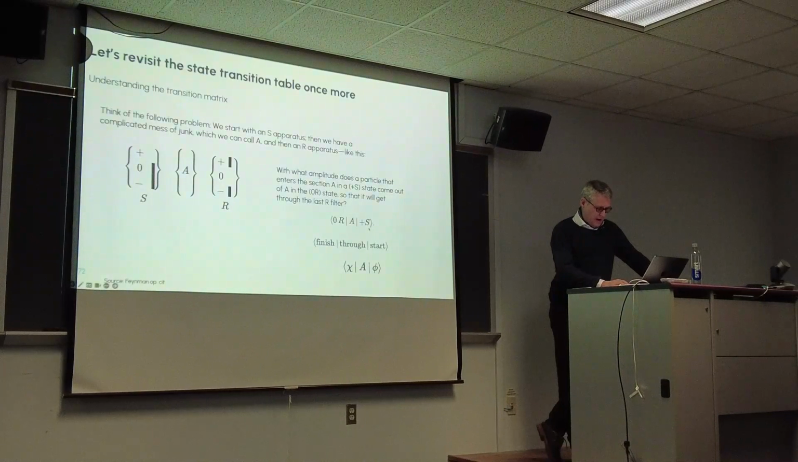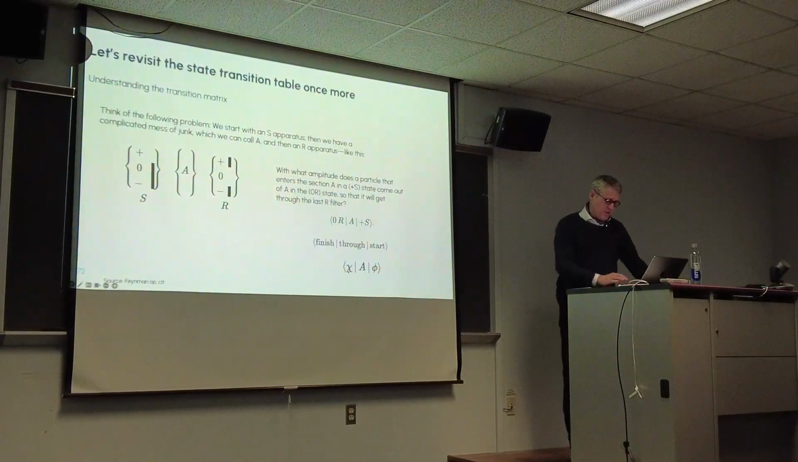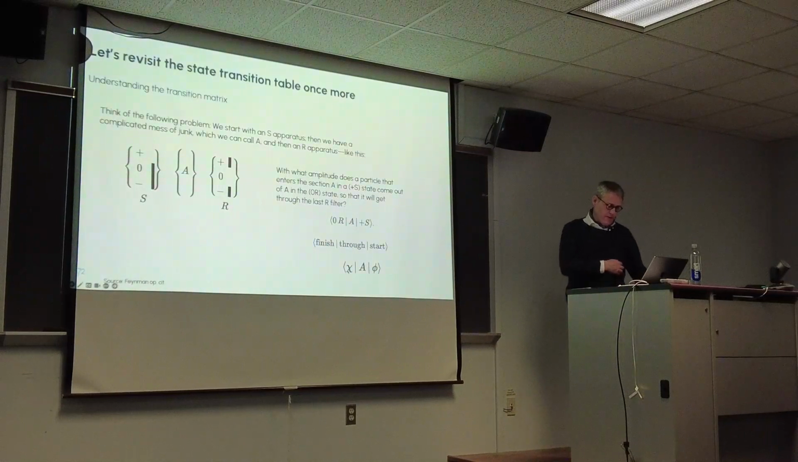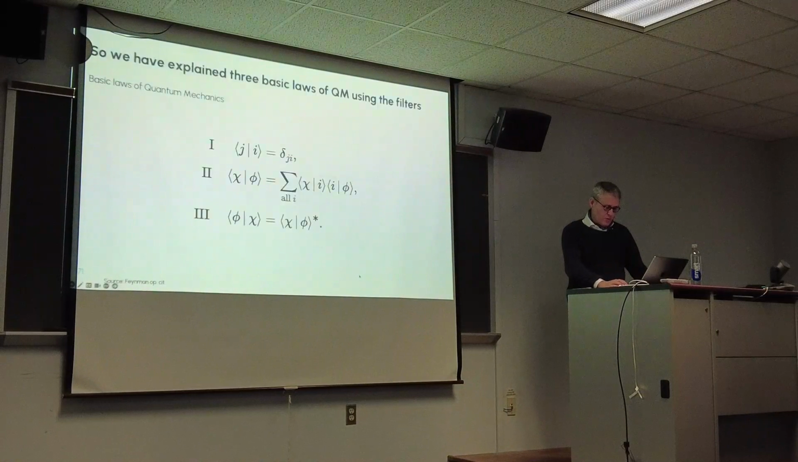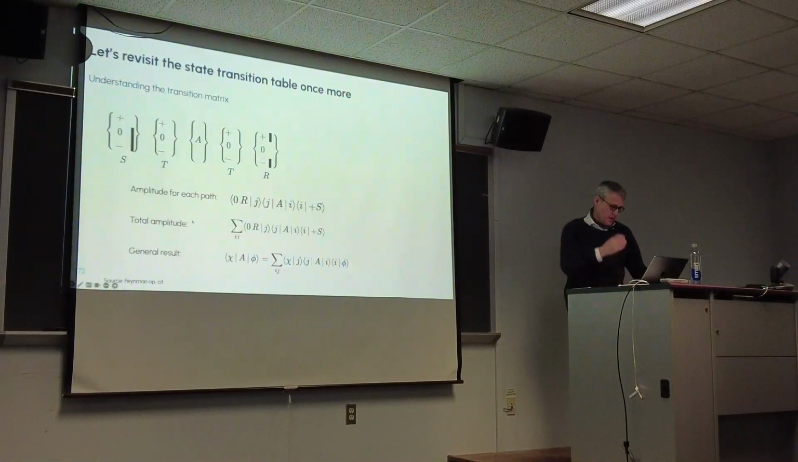And that is the amplitude, plus S A 0R, start through finish, and you can express this also as phi A chi. That's also an extended version of the Dirac notation, where between the two states that you have here, you have now put in an operator called A, and this is this in the middle.